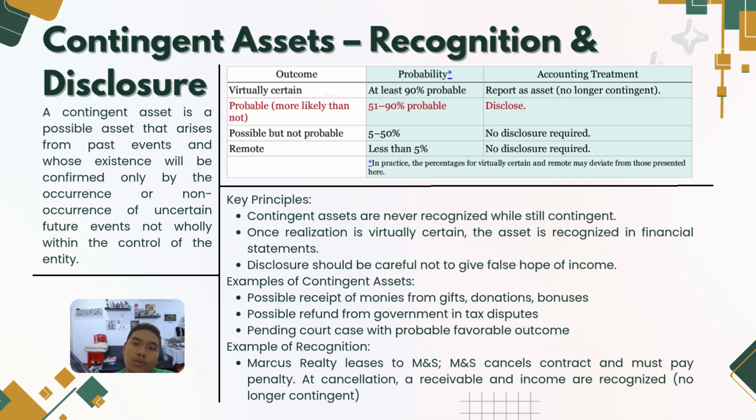Now let's move to contingent assets. A contingent asset is a possible asset from a past event.